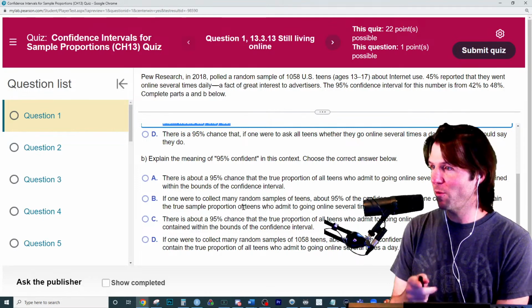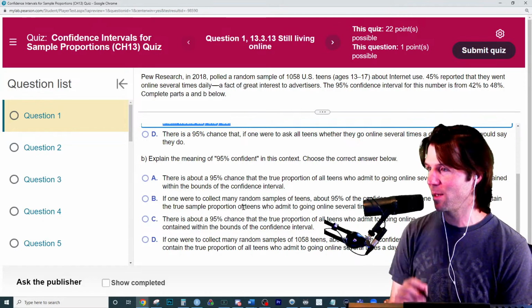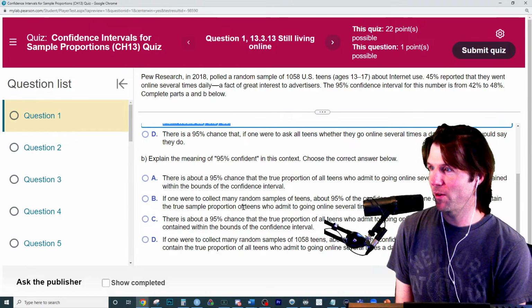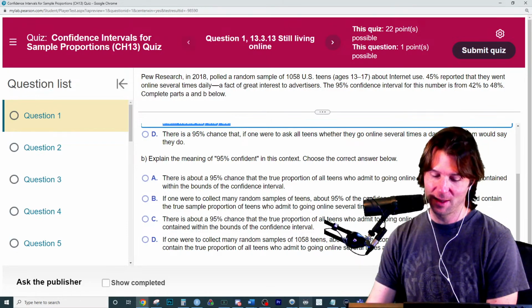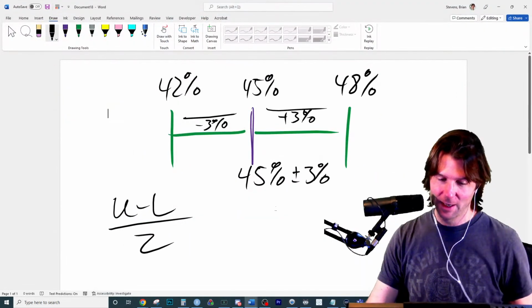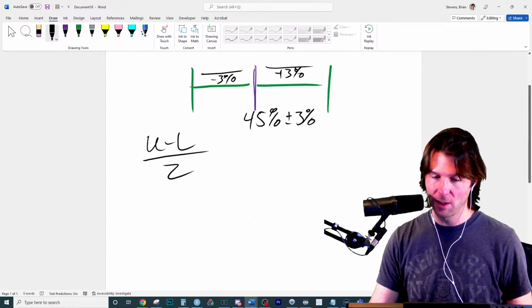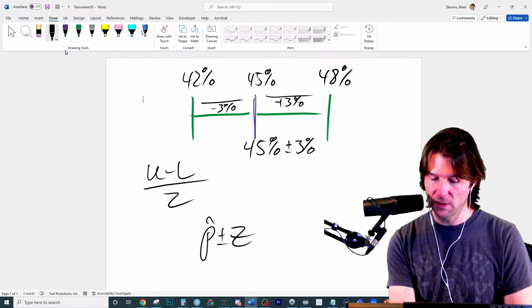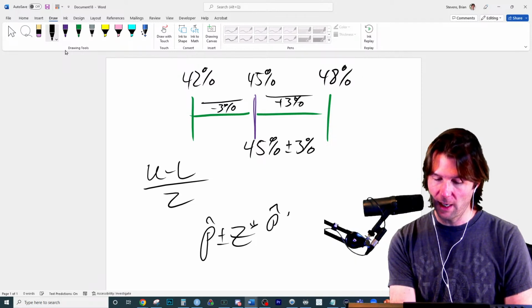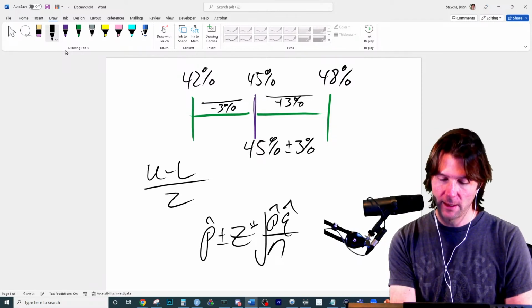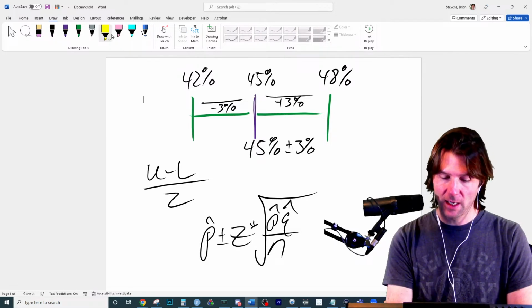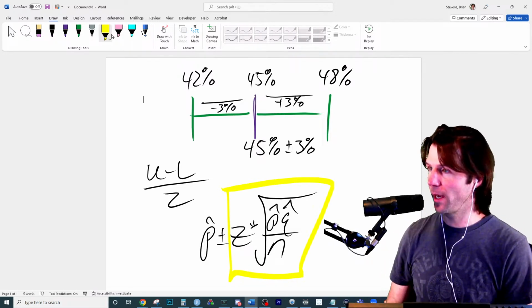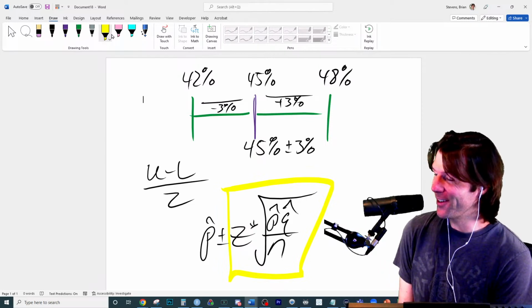I've had people say, I don't have a formula. I don't have the S. I don't have the N. I don't have the T. And I'm like, well, what is margin of error? A lot of times students will be looking at the interval and they'll say, well, the formula is P hat plus or minus Z star square root of P hat Q hat over N.